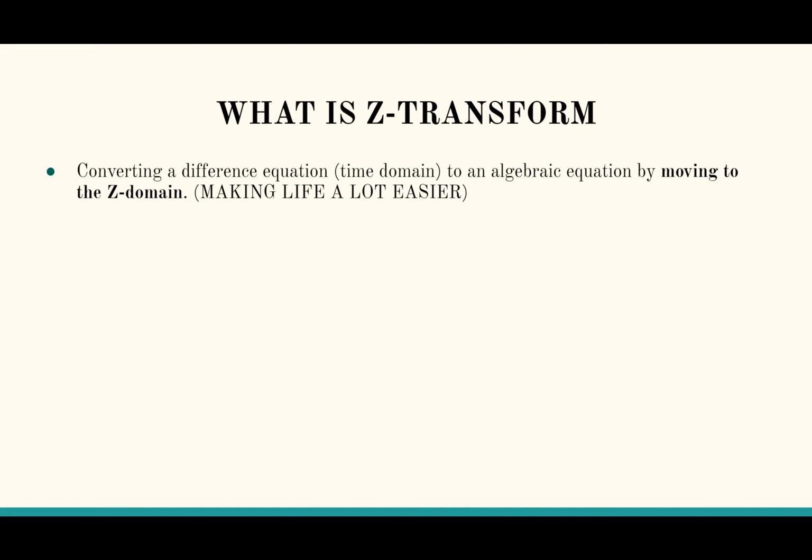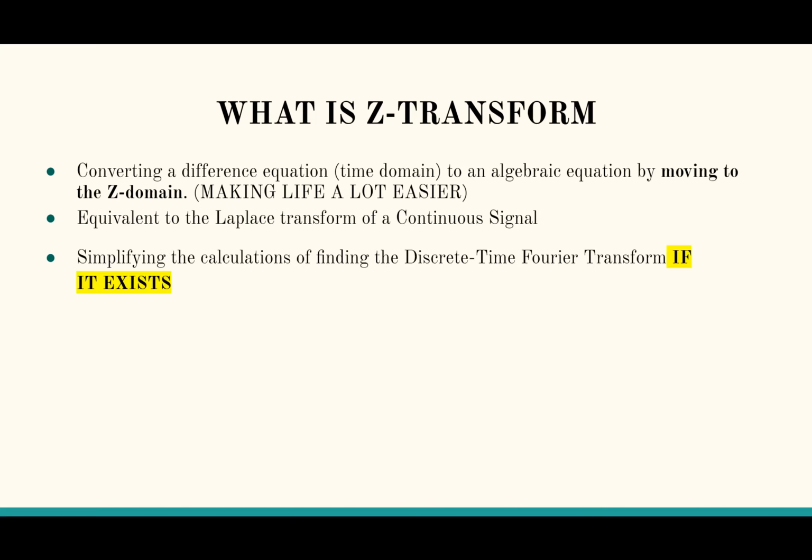You don't have to do any differential analysis. It's just algebraic analysis. So same thing for Z domain. It's equivalent to a Laplace transform, but you don't get differential equations in the discrete signal. You get difference equations. And Z transform simplifies the calculations of finding the discrete time Fourier transform if it exists. Z transform also allows you to see if it exists. More on that in the rest of the video.